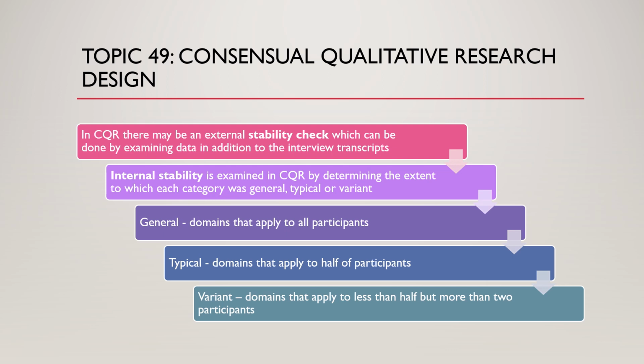Internal stability is examined in CQR by determining the extent to which each category was general, typical, or variant. General is domains that apply to all participants, typical domains that apply to half of participants, and variant domains that apply to less than half but more than 2 participants.